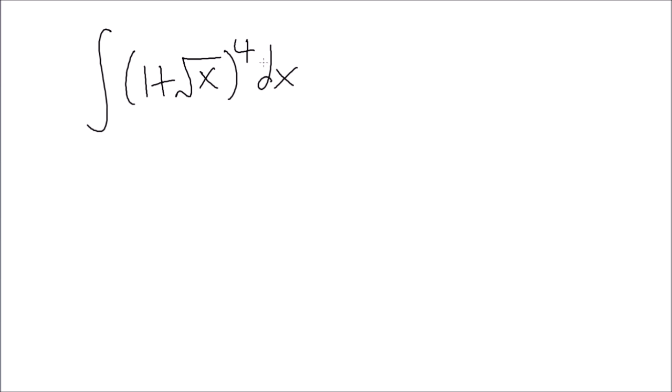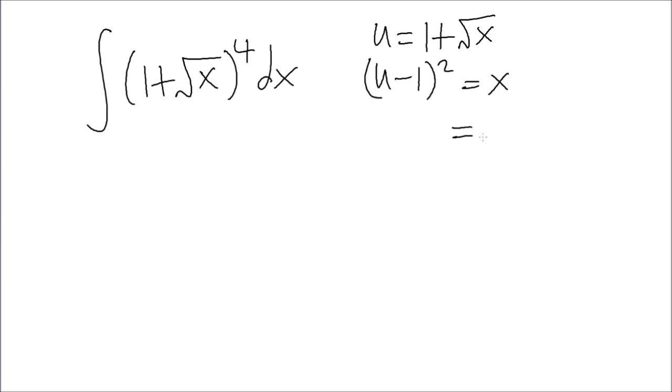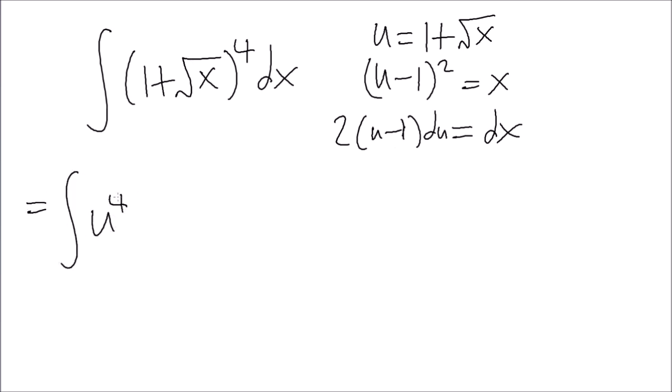Or we can do a forced U-substitution. So let's do that. Let u equal 1 plus the square root of x. So we have to solve for x. u minus 1 squared is equal to x. Then the derivative is going to be 2 times u minus 1 du. Okay, we'll go ahead and apply that. This is u to the power of 4, and then we have 2 times u minus 1 du.